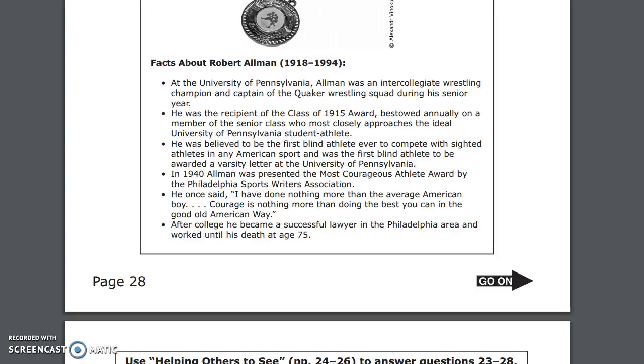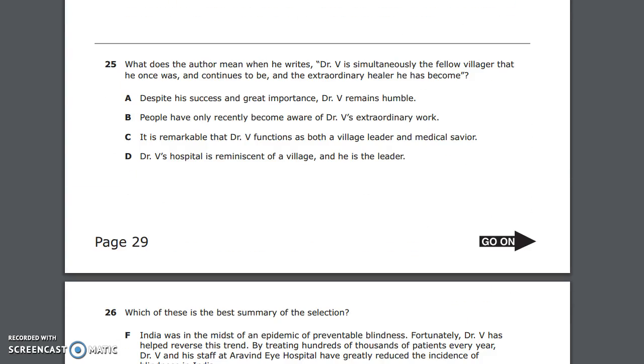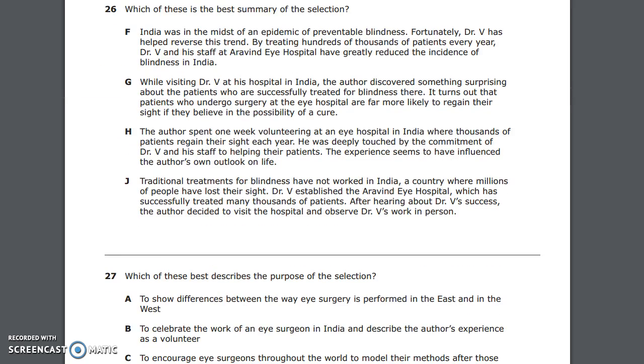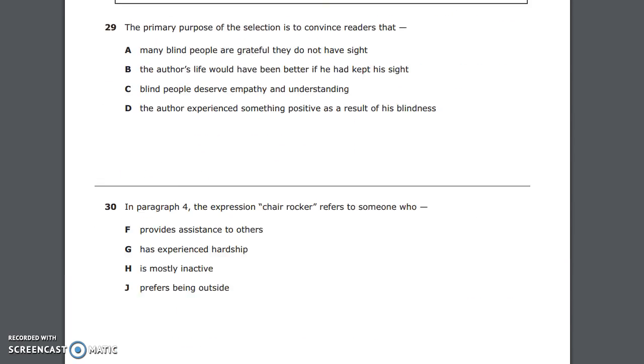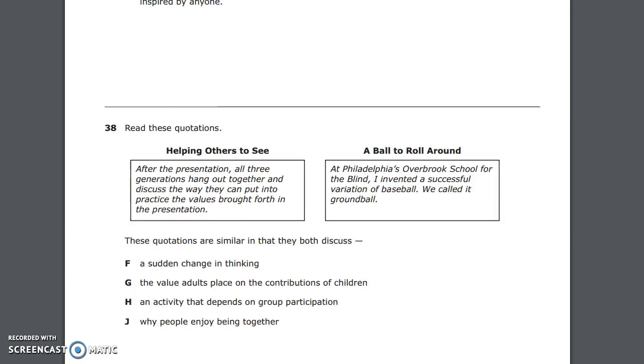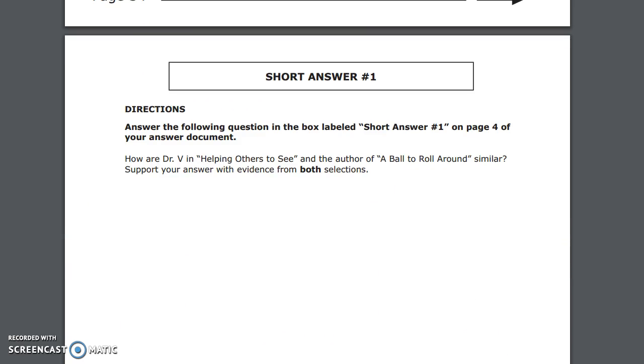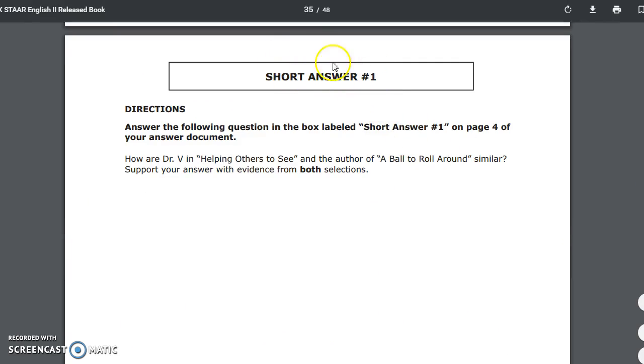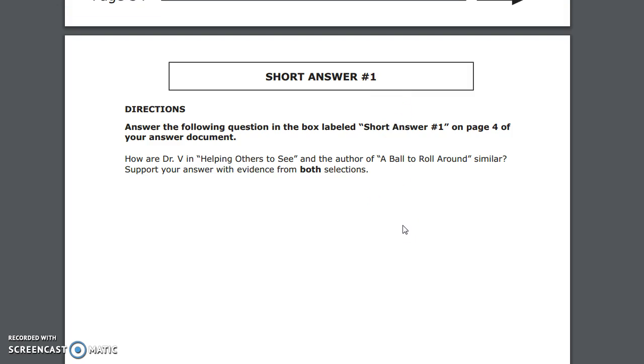So I'm going to keep going, and I know if 2 passages are paired, there's also going to be a paired short answer. So I'm going to go all the way to the end of my test booklet here. There we go. And I see this box, short answer number 1. So that tells me as a reader, I need to go ahead and read this question and make sure I understand what it is I'm going to have to connect between these 2 stories.